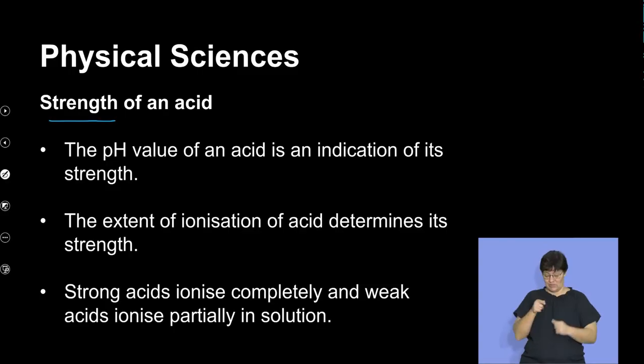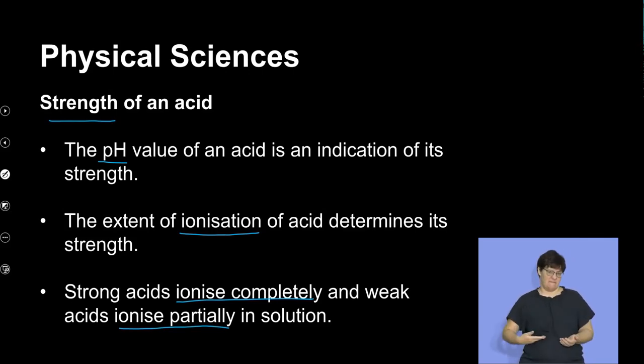The pH value, on the pH scale from 0 to 14, of an acid is an indication of its strength. An acid with a pH value closer to 0 is a stronger acid, while one that is closer to 7 but less than 7 is a weaker acid. The extent of ionization again determines the strength of the acid, as we have indicated. Strong acids ionize completely, while weak acids ionize partially. So that's how we classify acids with respect to their strength.